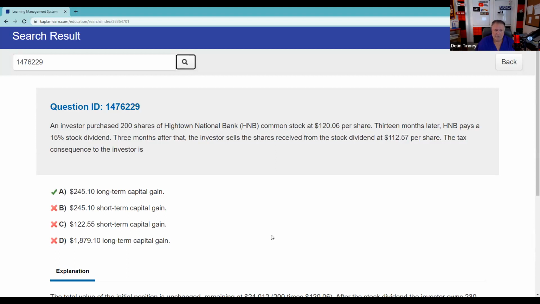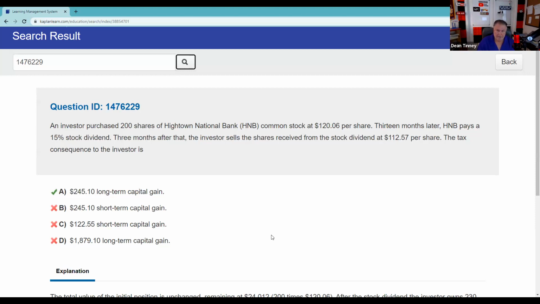There's no change in your proportion ownership when there's a stock dividend. So my cost basis is the same. It's just now I'm going to have more shares at a lower price. So there's a couple ways to proceed here. I think the shortcut I would have done, and I'm always looking for a shortcut, is I would have taken 200 shares times 120.06.